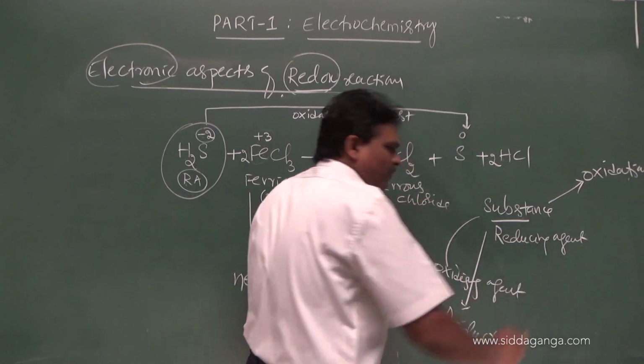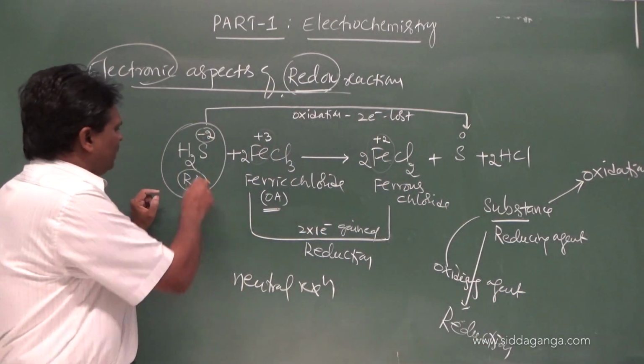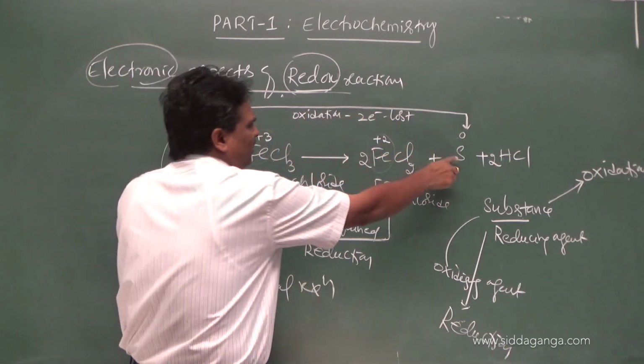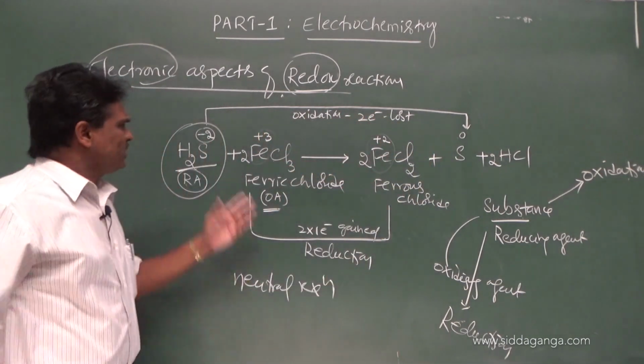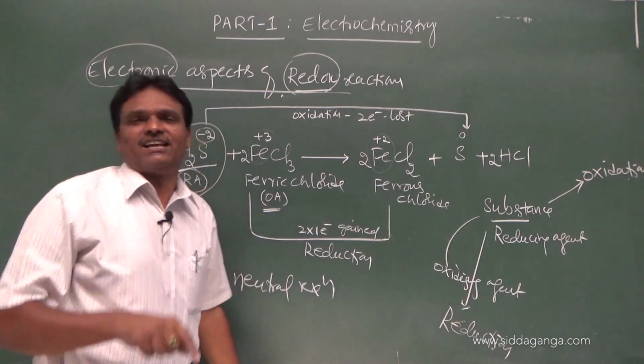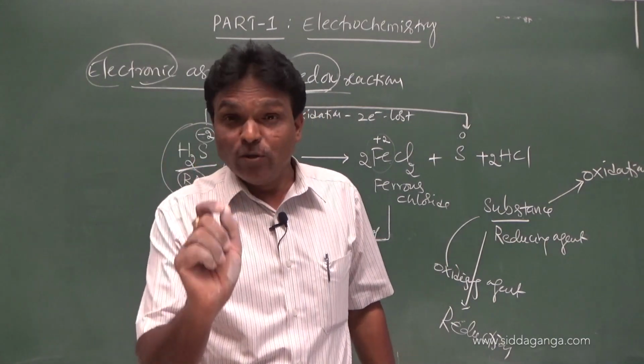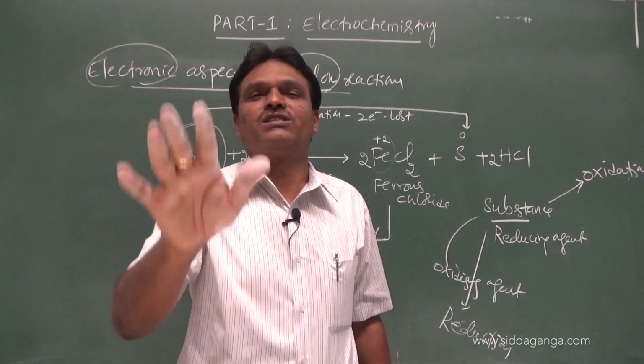Oxidizing agent. Look, you can understand it here. A reducing agent is a substance which loses electrons. A process in which electrons are lost is oxidation, or in other words, in a simple way, a reducing agent is a substance which undergoes oxidation.